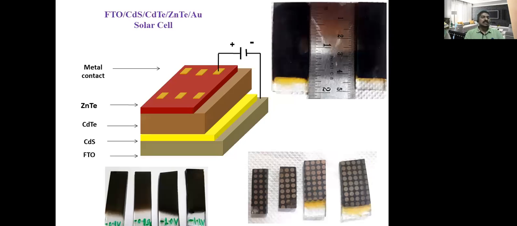Then this solar cell structure is manufactured, which consists of FTO as a substrate, CdS as a window layer, CdTe as the absorbing material, and ZnTe as an interface layer, and there is a gold metal contact. So this is the actual photograph of this solar cell structure. This is the deposition of the CdTe material, and these are the images of the ZnTe material.